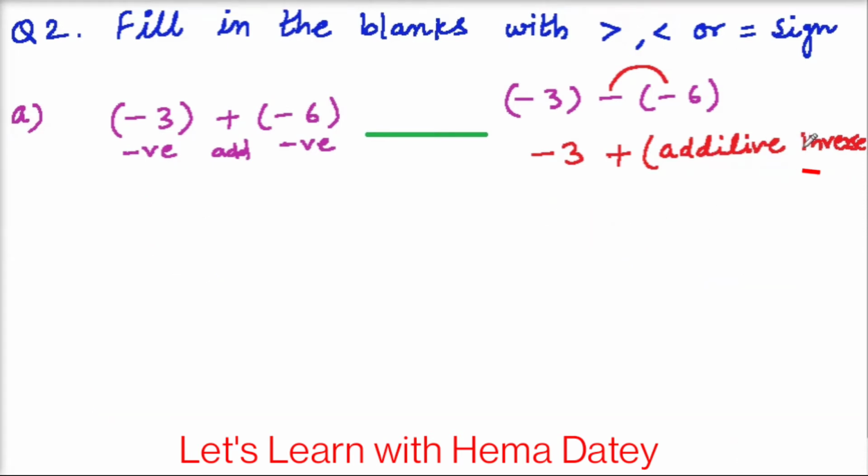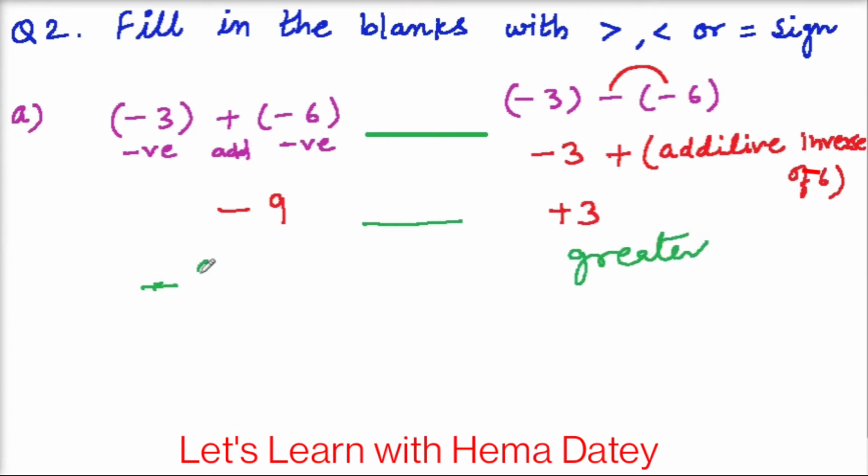Now -3 plus -6, we had got -9 and -3 minus -6 after calculation we had got +3. So +3 is greater and -9 is smaller. +3 is a greater number, -9 is a smaller number, so we can write -9 is less than +3.